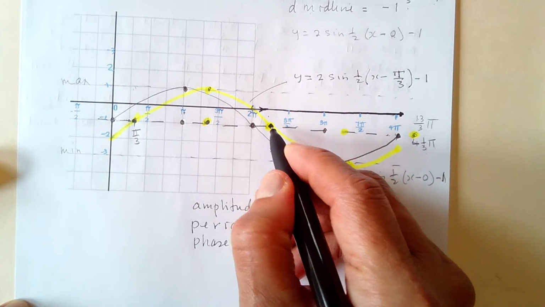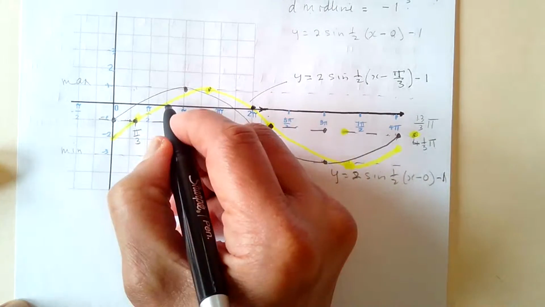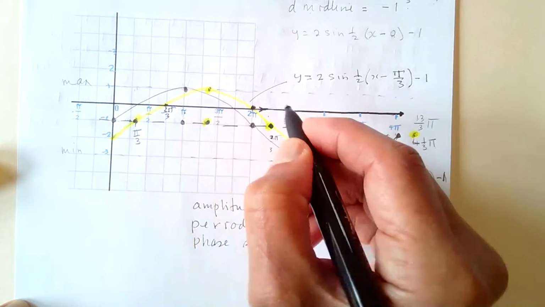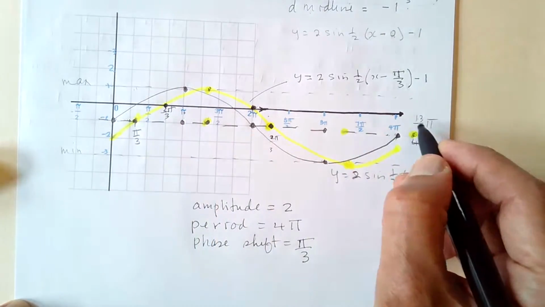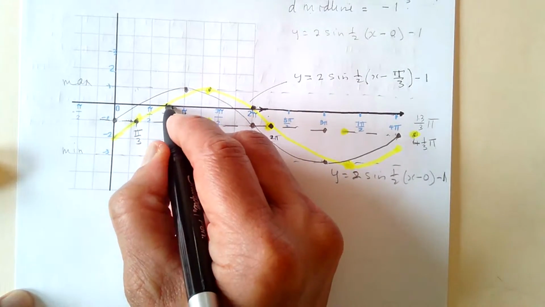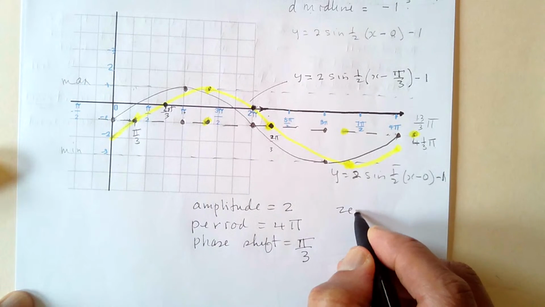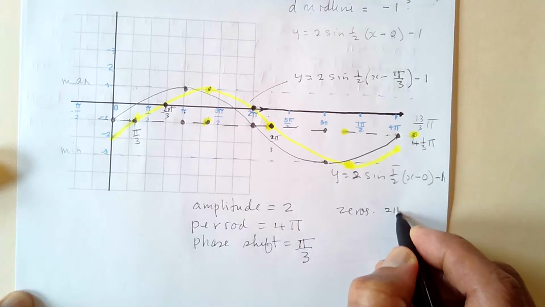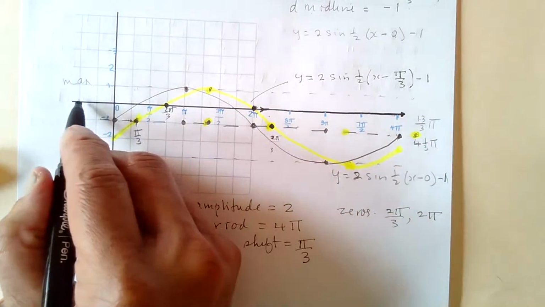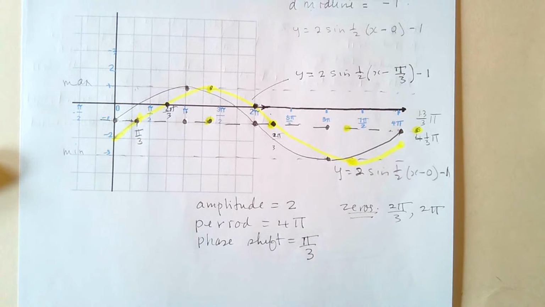Oh, sorry, it's just 2 pi. So here is our 2 pi over 0 here, and this can give us 2 pi over 3. So these are our zeros here, and it doesn't get to 0 here. So my zeros are going to be 2 pi over 3 and 2 pi, because that's where it crosses the x-axis. So your zeros are where it crosses the x-axis.